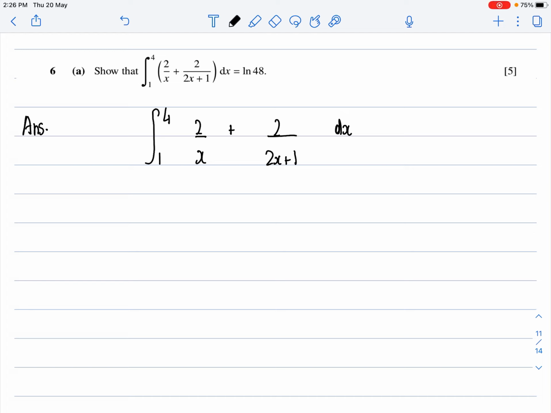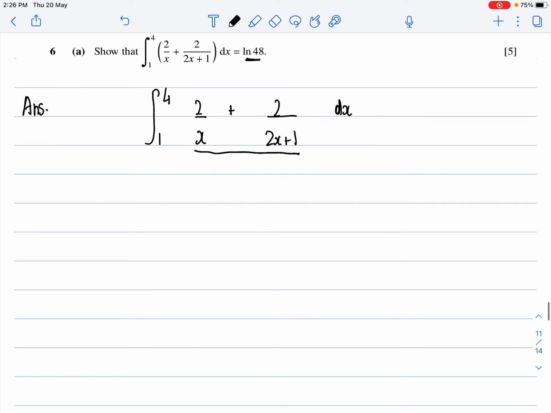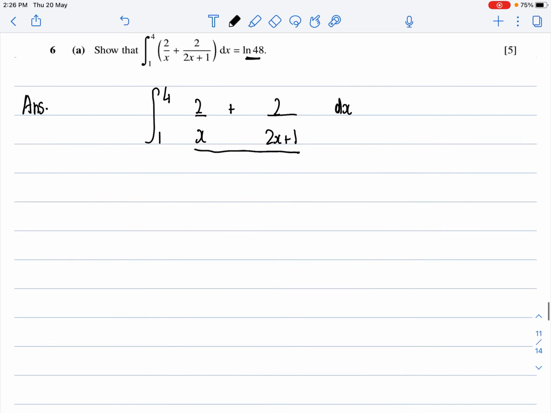This is the sixth question of the paper. Okay, so as you can see, this is 6 part A. What I basically need to do is integrate this and show that it's equal to ln 48. Now, let's go step by step.